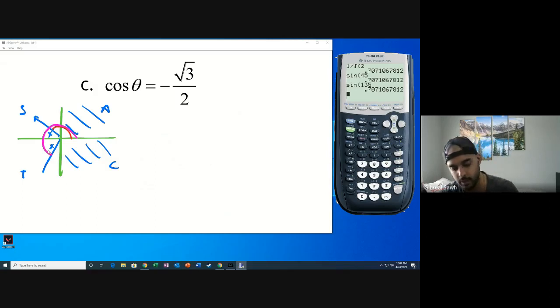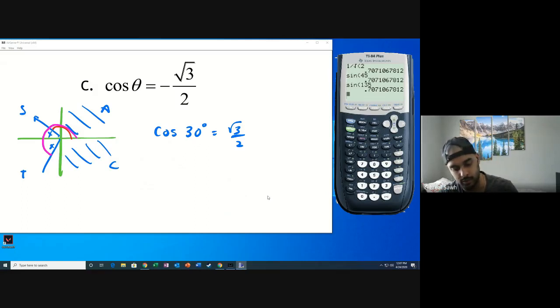So if it's negative root 3 over 2, we can say that cosine of 30 is root 3 over 2. So we can use that as our reference angle. It's negative because of the quadrant it's in. So cos 30 equals root 3 over 2. Okay, it's negative because of the quadrant, not the angle. So that's root 3 over 2. So my angle is going to be 30.